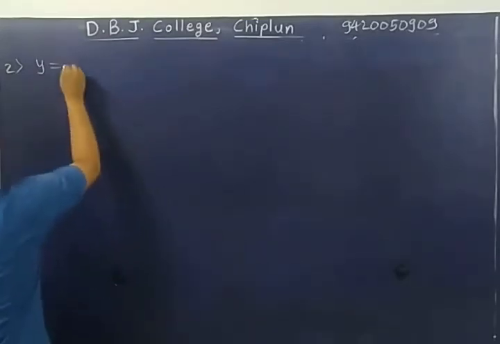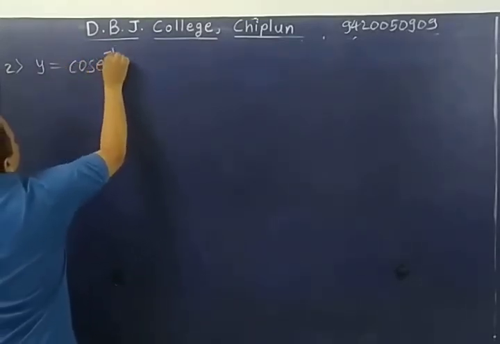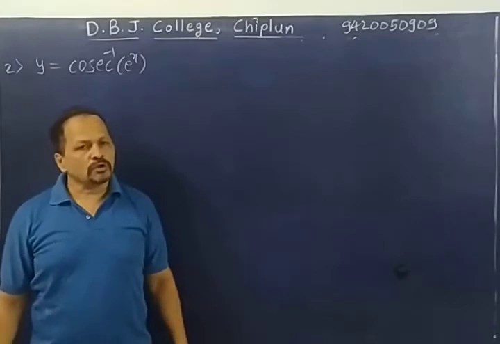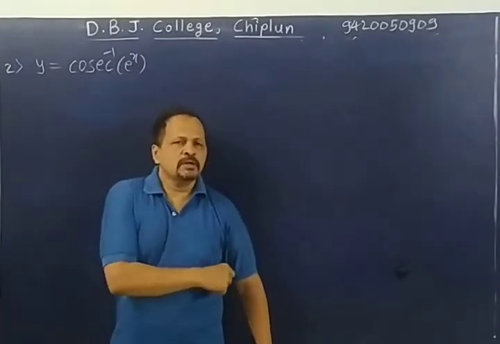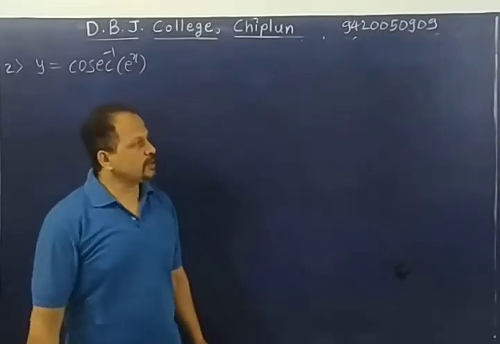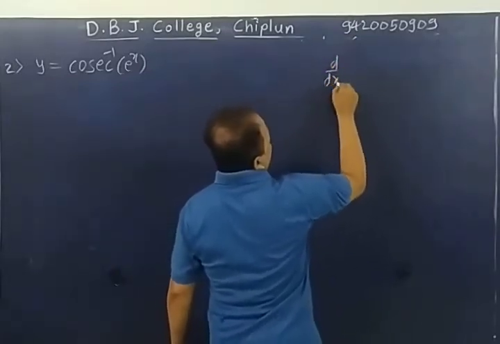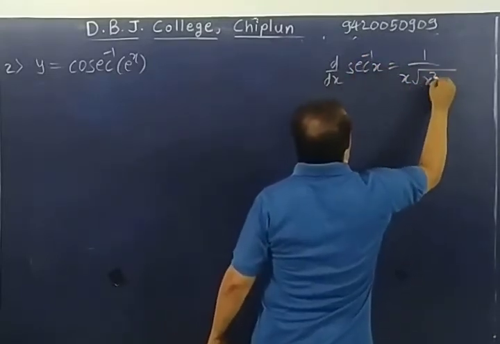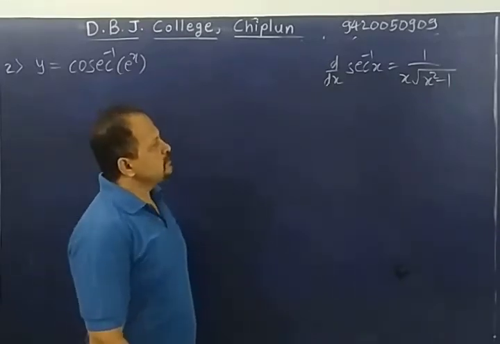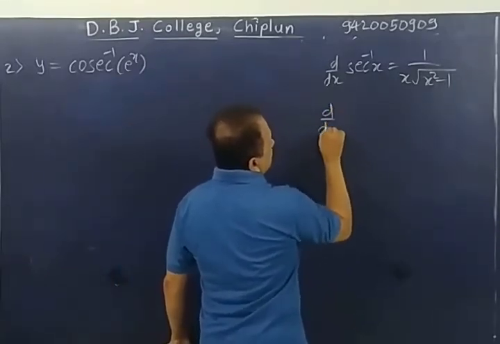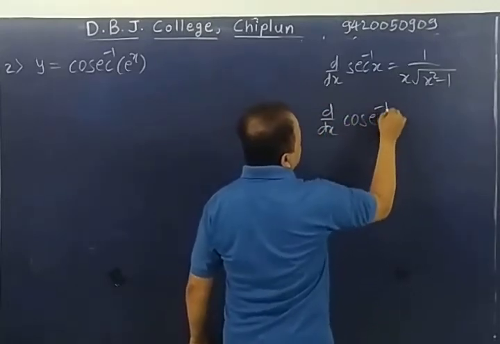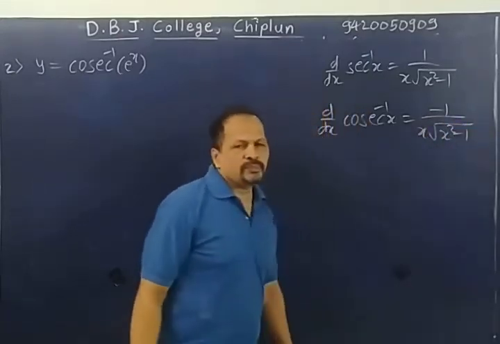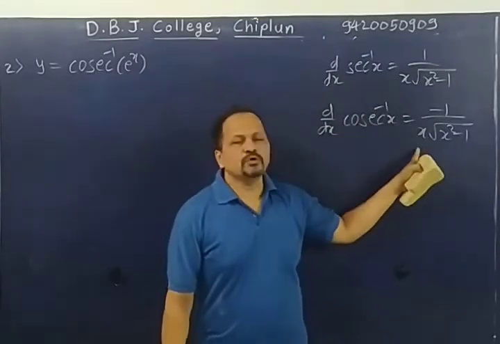Second problem, y is equal to cosec inverse e raised to x. Now whenever it is not given in the problem or whenever you are jumbled, just remember the derivative of sec inverse x is 1 upon x under root x square minus 1, and the derivative of cosec inverse x is minus 1 upon x under root x square minus 1. If you are jumbled, then use these only.